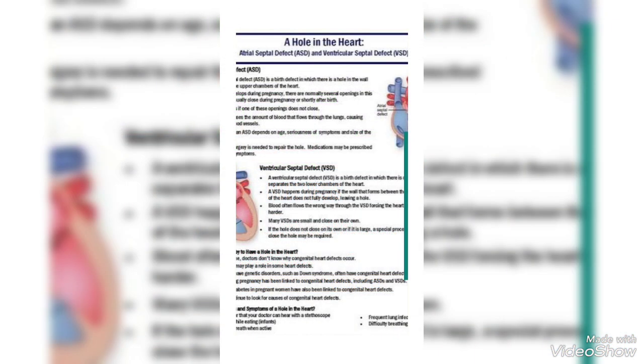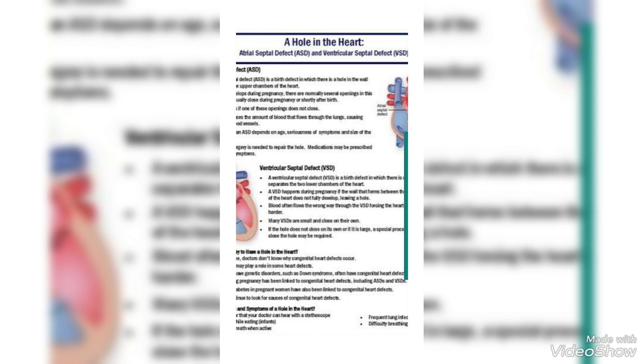Primum ASD, 30%. This type is located in the lower, thinner part of the atrial septum near the tricuspid valve. Primum ASDs are usually a part of partial or incomplete atrioventricular canal defects, CAVSD. In this, we'll be having a hole present in the septum of the atria and ventricular septums.